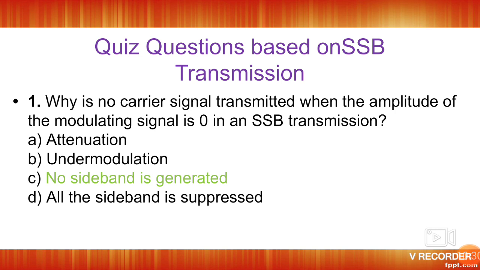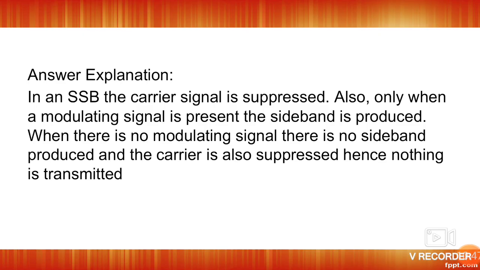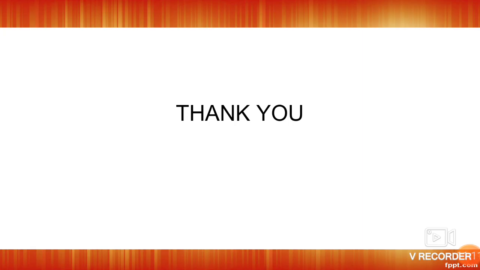Attenuation is not a possibility, there is no possibility of undermodulation, and all the sidebands being suppressed is also not possible. So when no sideband is generated, no carrier signal is transmitted. Hope you can understand this session. The answer is: in SSB the carrier signal is suppressed, and sidebands are produced only when a modulating signal is present. When there is no modulating signal, no sidebands are produced, and the carrier is also suppressed, hence nothing is transmitted. That is the explanation of the quiz question we discussed, and hope you understood this session clearly.